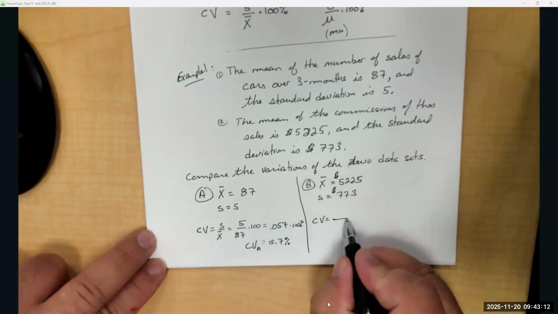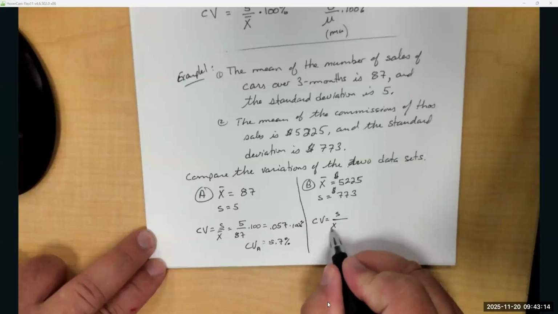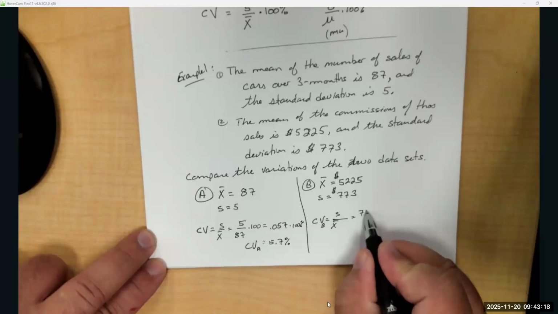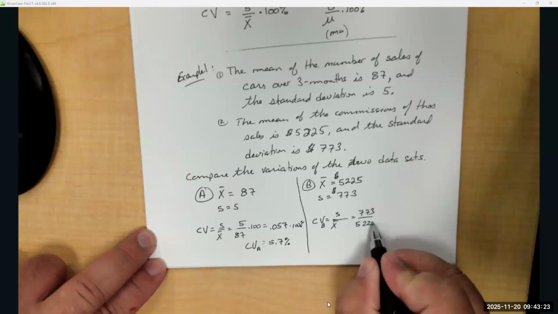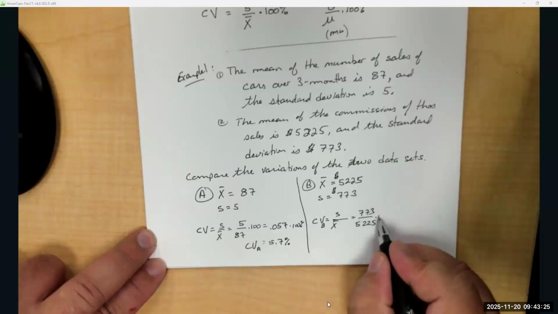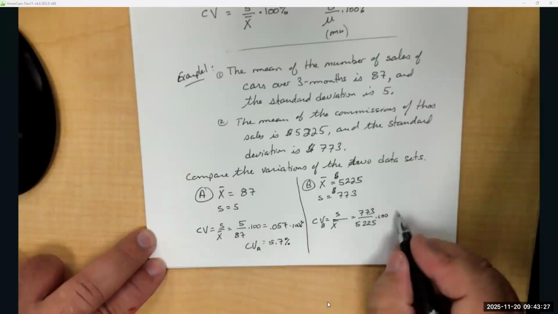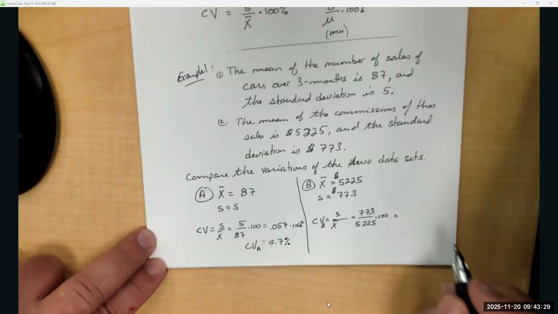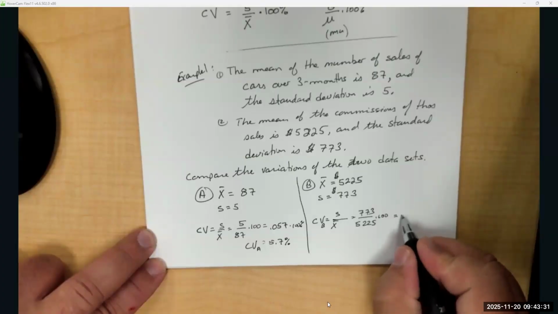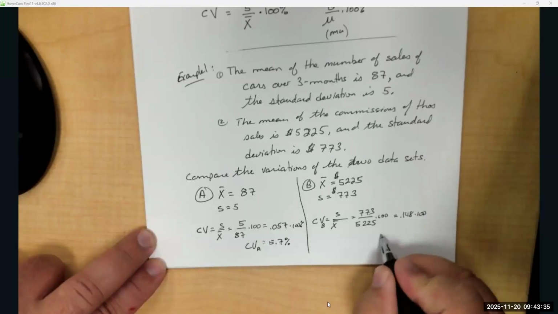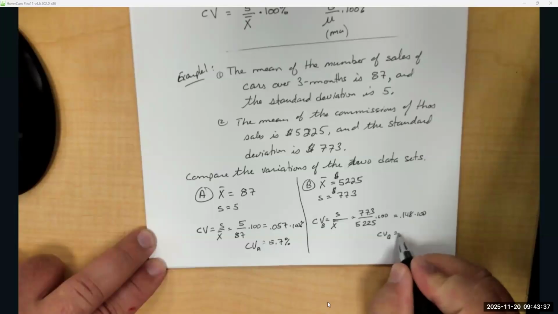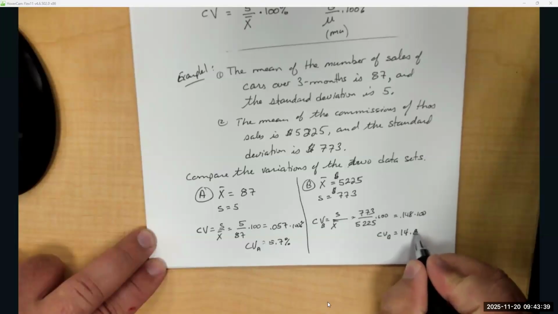The CV of my second group, group B, is 773 over 5,225. That's going to give us 0.148 times 100. The CV of B is 14.8%.